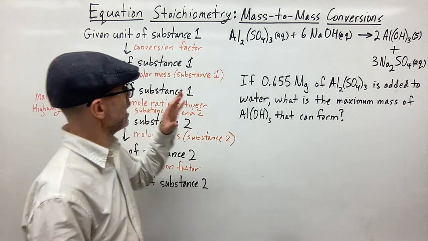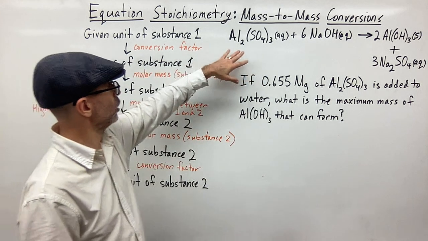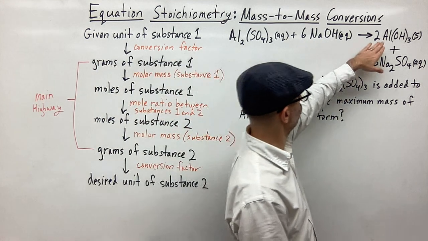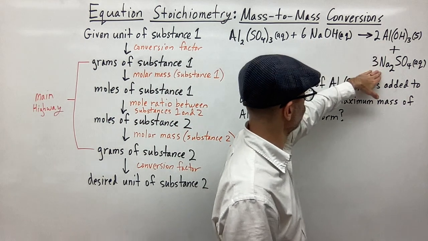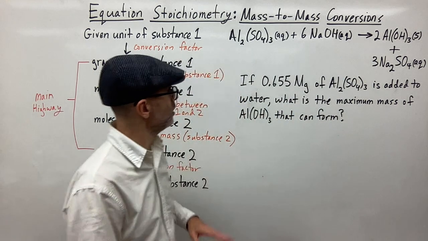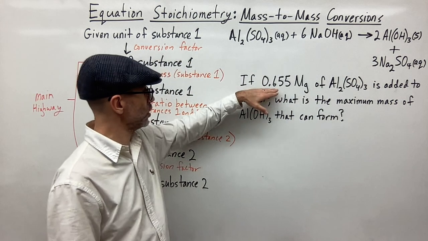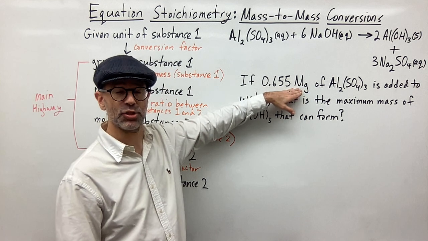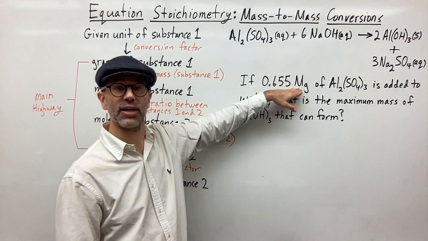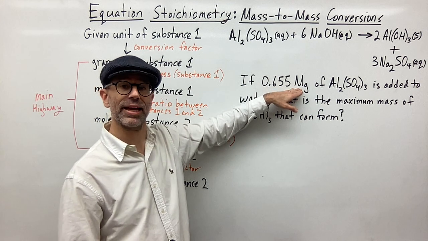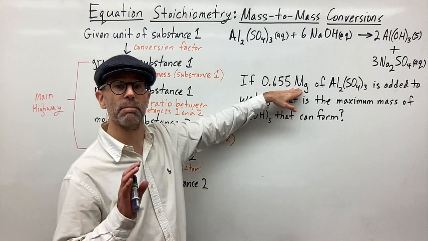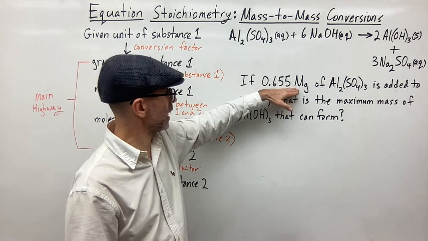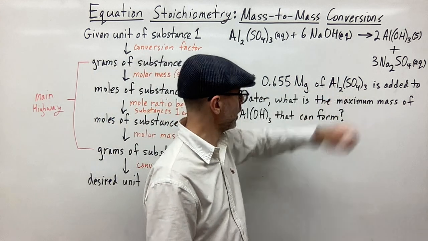So over here, I have this balanced equation. I have aluminum sulfate reacting with sodium hydroxide to produce aluminum hydroxide solid and sodium sulfate. The question is, if 0.655 Mg, and this is not magnesium. Mg here does not stand for magnesium, it stands for megagrams. Capital M is the prefix abbreviation for mega. So here I'm given 0.655 megagrams of aluminum sulfate.